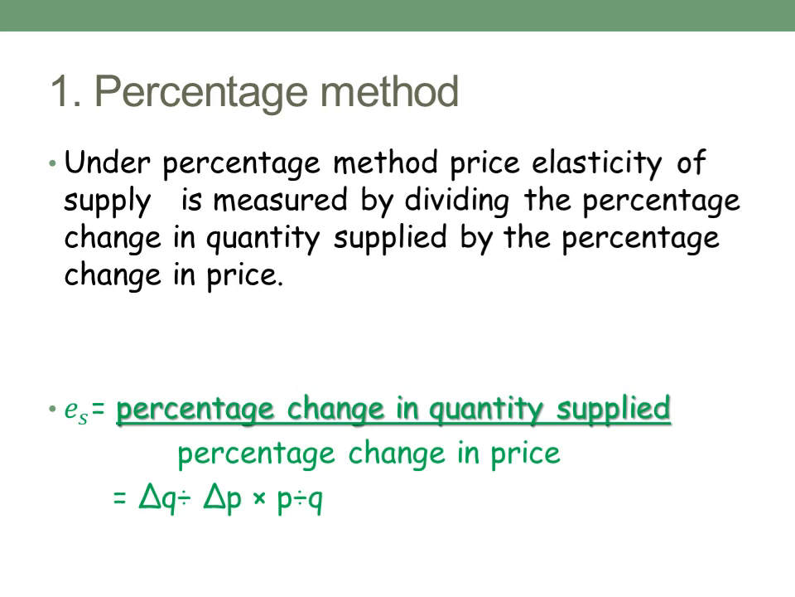So what is the percentage method? Under the percentage method, price elasticity of supply is measured by dividing the percentage change in quantity supplied by the percentage change in price. That is, delta Q divided by delta P into P by Q.